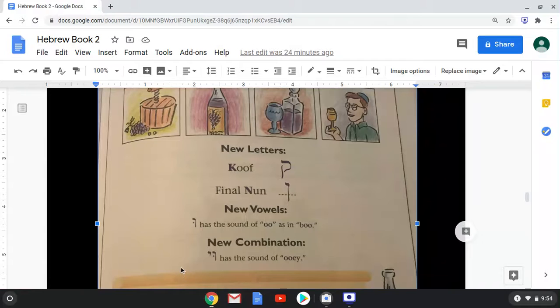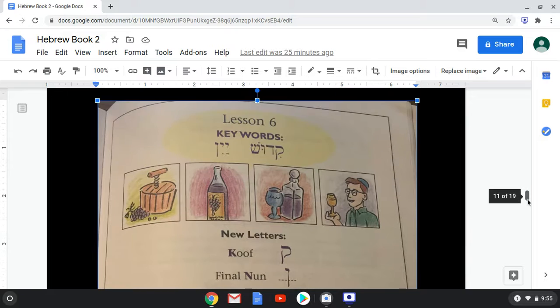Okay, and another combination, and that is when you have this nikud with a yud, and it has the sound of ooey. Okay, so now we're going to go up and look at our keywords. Remember, we go down and over.